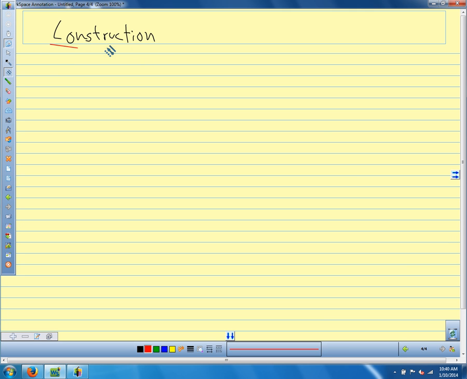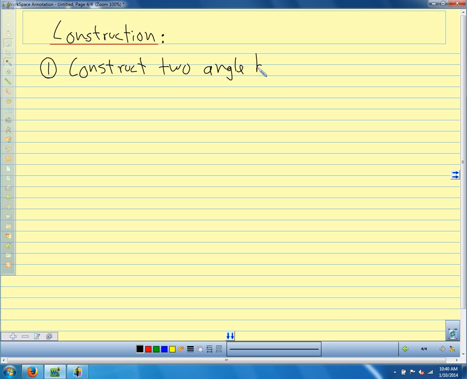Very similar construction. We just have one extra step, really, that we have to do. So we're going to construct two angle bisectors, and we've learned that construction already. They're going to meet at the incenter.